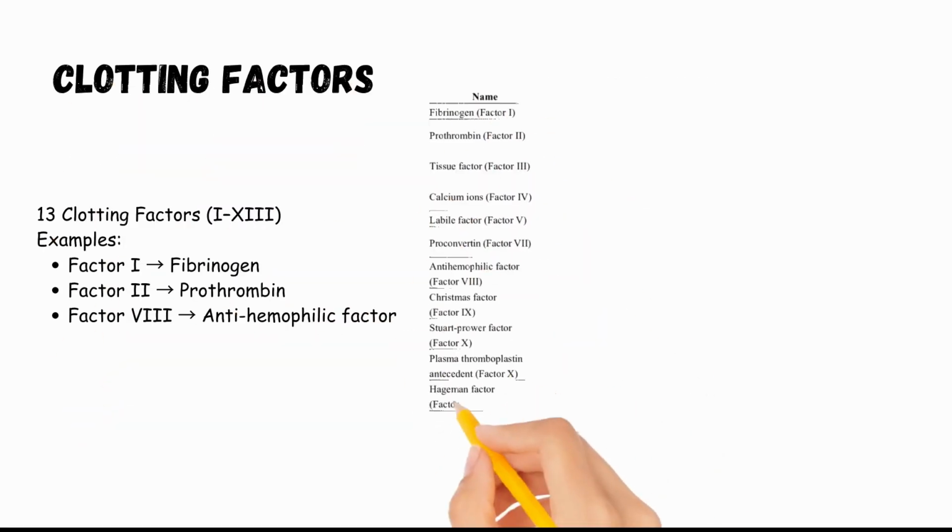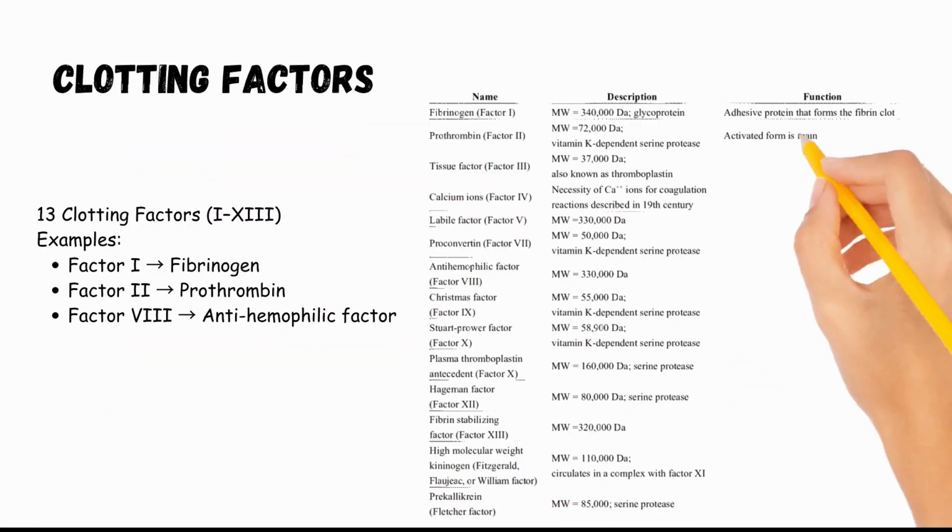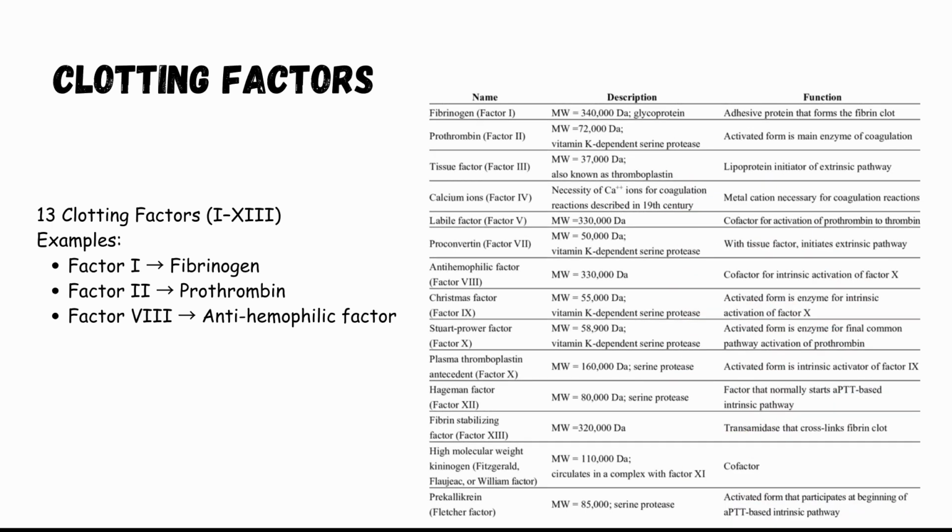There are 13 clotting factors numbered 1 to 13. These factors work in a cascade system, meaning one factor activates the next. For example, factor 1 is fibrinogen. Factor 2 is prothrombin. Factor 8 deficiency causes hemophilia. This cascade ensures rapid clot formation when needed.